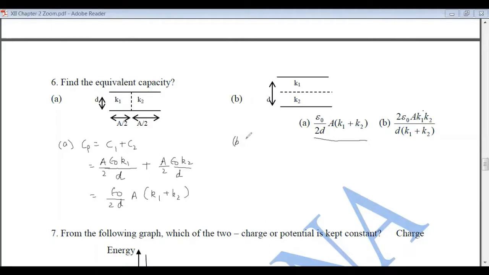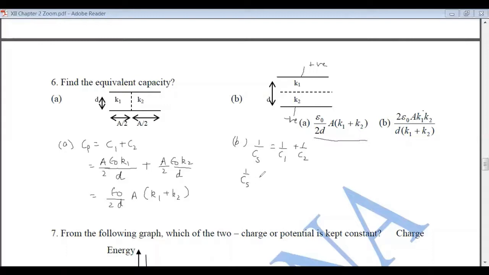Now in the B one, here is the positive. It is connected in such a way that this plate is getting positive charge, this plate is getting negative charge. So in this case, there is some potential difference between these two and then these two. So it means they are connected in series. If the figure is drawn like this, this combination is the series combination. And we know that 1 upon Cs will be equal to 1 upon C1 plus 1 upon C2.